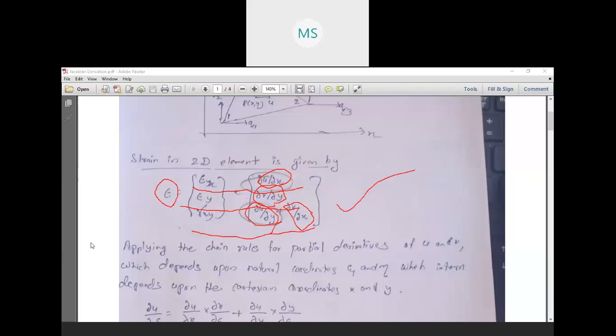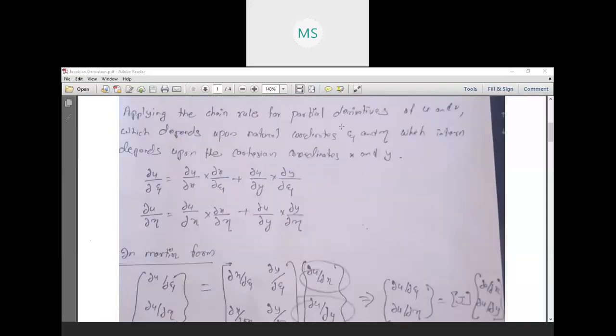Okay, so now what is our aim? It's as simple as that. It's very easy. If we get the value of del u by del x, del v by del y, and del u by del y, del v by del x, then all together we will get the strain. Okay, so for that, let us start the derivation.